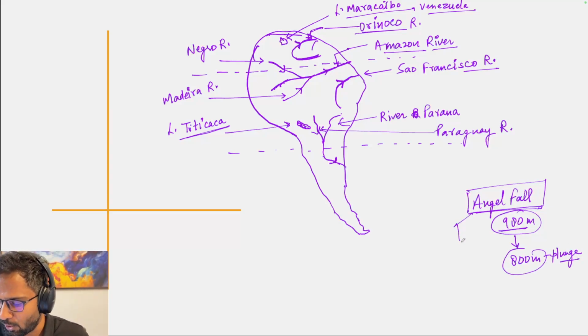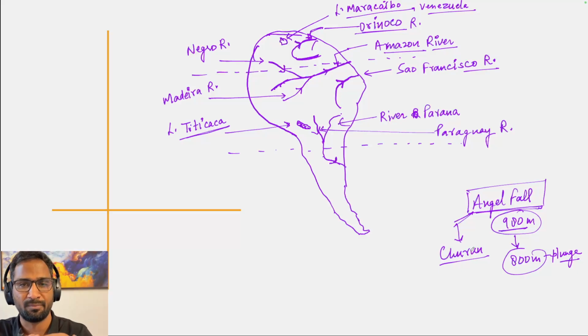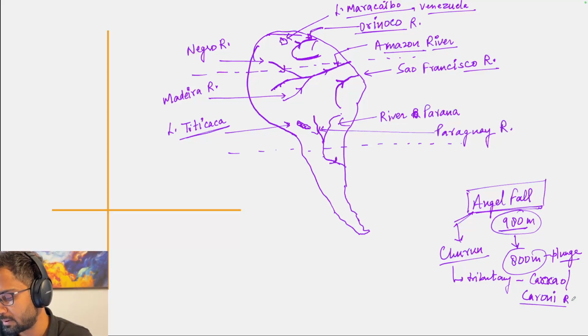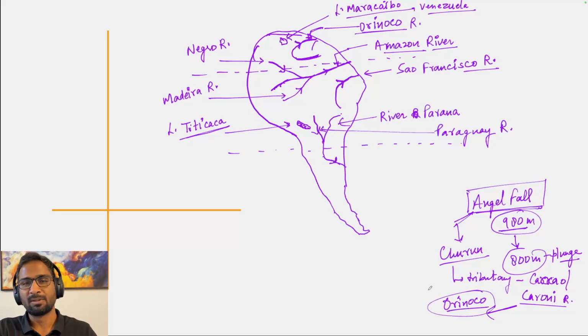And this fall is present at a river called Churun River. Churun is a tributary of Karao River. It is also called Karoni River. So either word written will work. Karoni or Karao River. And ultimately, Karoni or Karao River meets with Orinoco River. Orinoco we have studied. So this is Angel Fall.